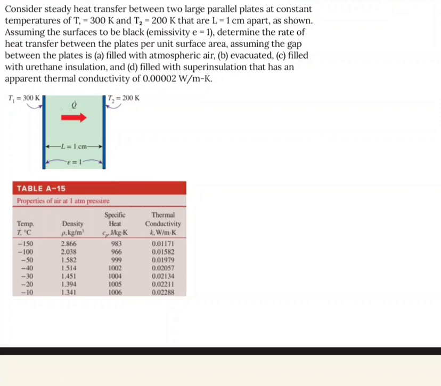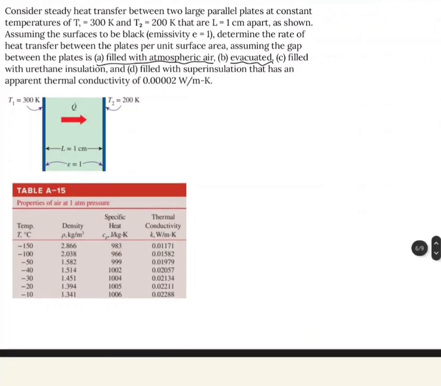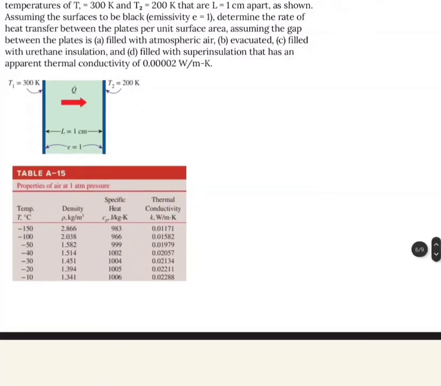The first one is if this empty space is filled with atmospheric air. The second case is if the space is evacuated, which means if this is a vacuum. And the third case is if this space is filled with urethane insulation. And last is if it's filled with superinsulation. So let's go ahead and solve the first case. A. Filled with atmospheric air.